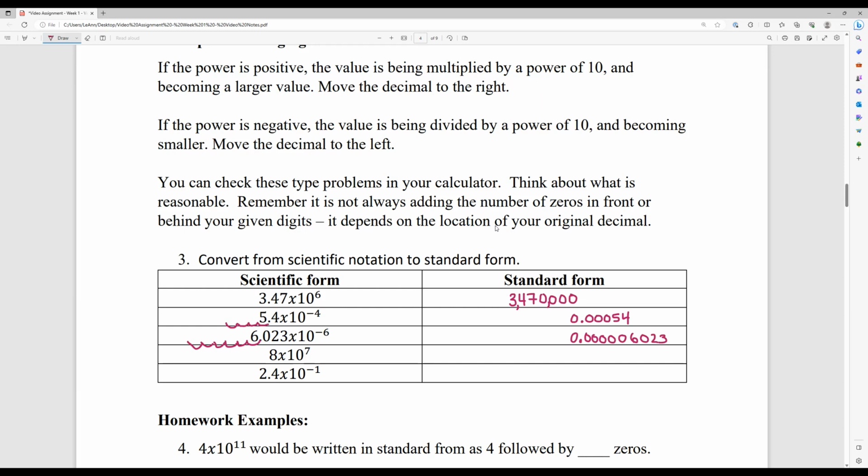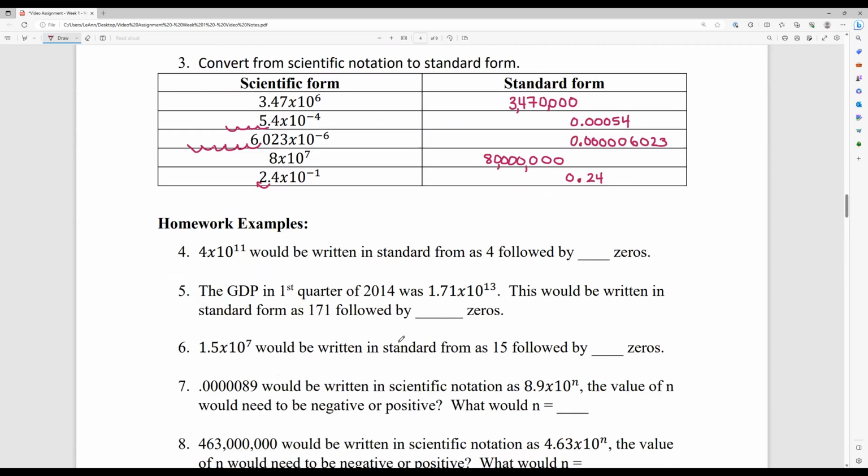This is going to be moving to the right because we have a positive exponent. So we have 8.0 currently, and we're going to move. Now this time, because there is nothing after the decimal point, you are going to be adding 7 exact zeros here. That's the only time the exponent is exactly how many zeros you add: if you have a singular digit only. So that's going to be 8, and then 1, 2, 3, 4, 5, 6, 7. So that is 80 million. And then 2.4 times 10 to the negative 1, we'll move 1 place to the left. So that is 0.24.